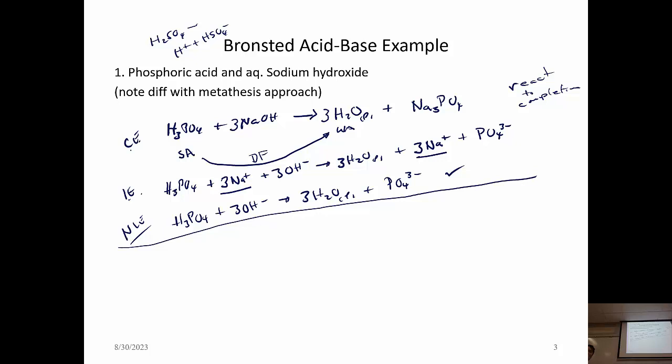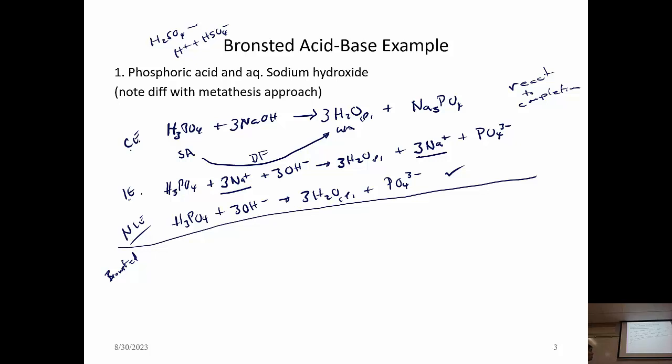If we can do this using metathesis or double replacement, that's better. We'll do it that way. An alternative to this is to use the Bronsted method. Phosphoric acid is a Bronsted acid. Sodium hydroxide is a Bronsted base. So we could use the Bronsted method.